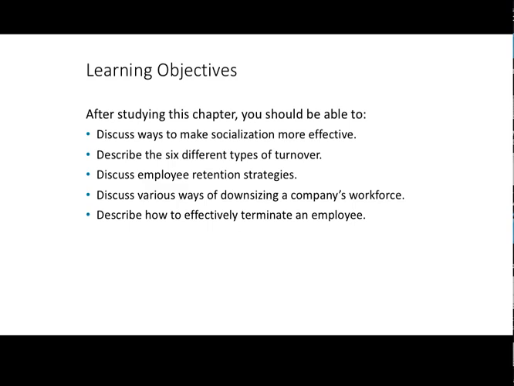We're also going to look at the different types of turnover, some of which we can manage and have an impact on as managers and organizations. So we'll look at those different kinds of turnover and what causes them and what we can do to impact that. We're going to talk about different strategies for retaining employees. So what do we do to minimize the turnover when we can have an impact on it? We're going to look at downsizing options and the different ways that we can do downsizing. And then ultimately, how do we effectively terminate an employee?